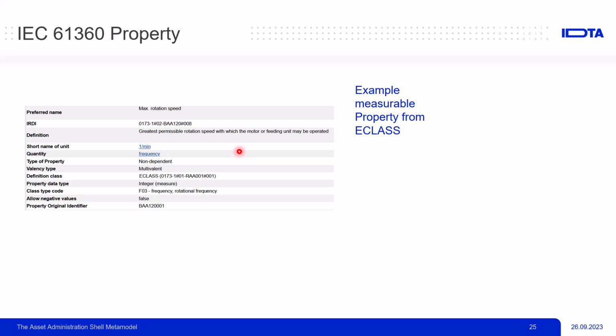Of course, such a property has a preferred name. It has a definition, what it is about. These are the most important attributes here: the preferred name, and of course a unique identifier. In this case, the IRDI standard is used for defining the unique identifier, but there are also other ways to define unique identifiers for concept descriptions. But in this standard, it must be an IRDI.